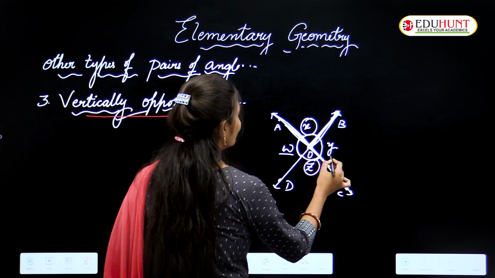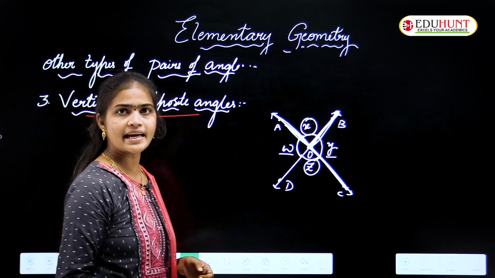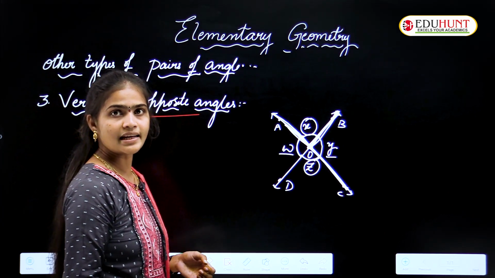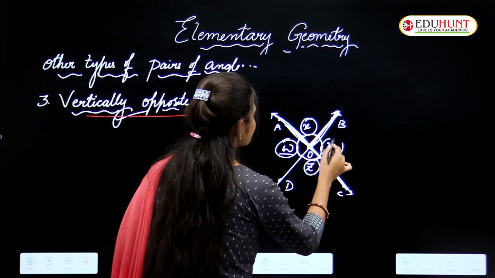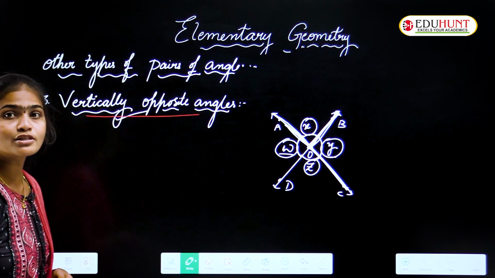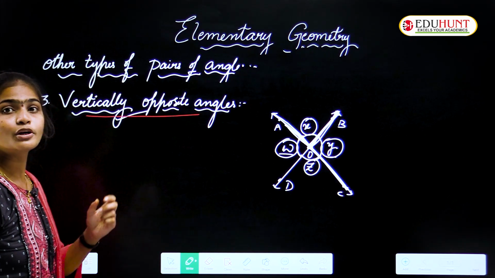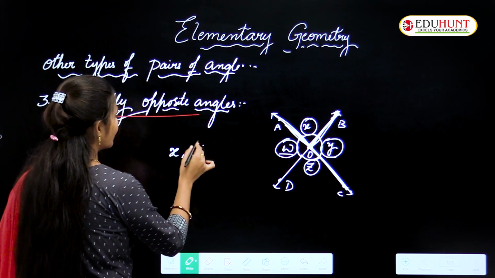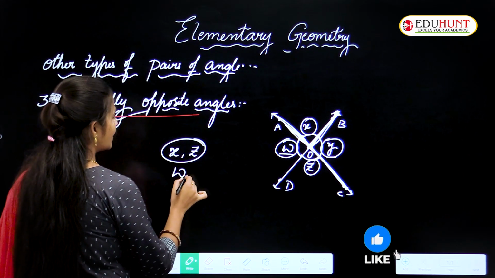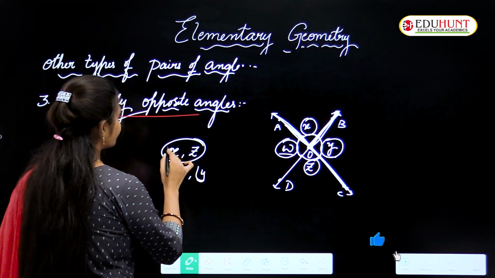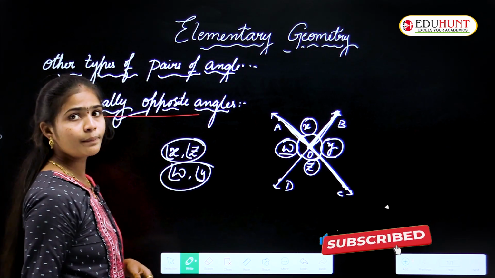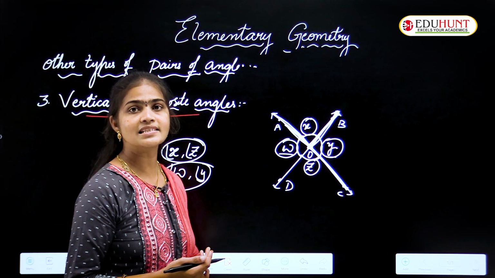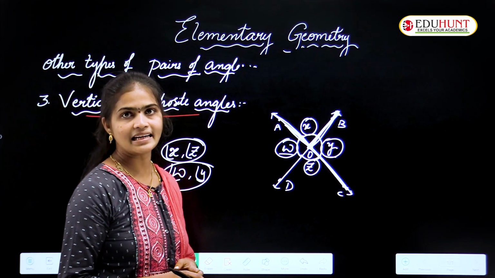So here W and Y are also vertically opposite angles, no? If you turn the figure like this, then also we can observe that those two are opposite angles. So how many pairs of vertically opposite angles are formed here? Yes, two pairs. One is X and Z, this is one pair. Another is angle W and angle Y. So two pairs of vertically opposite angles are formed by intersecting lines.